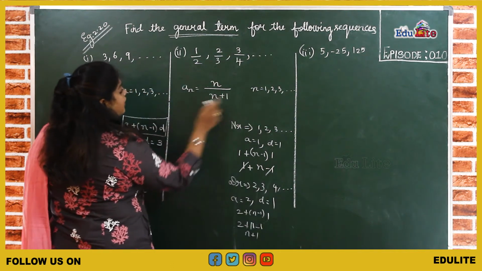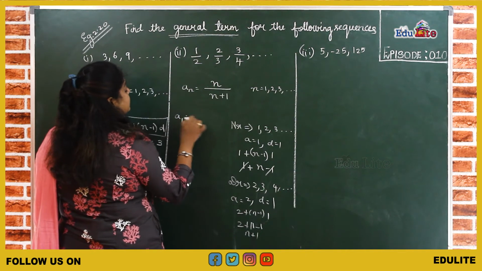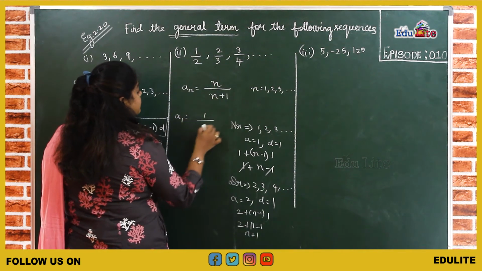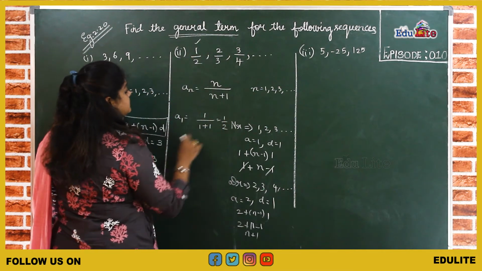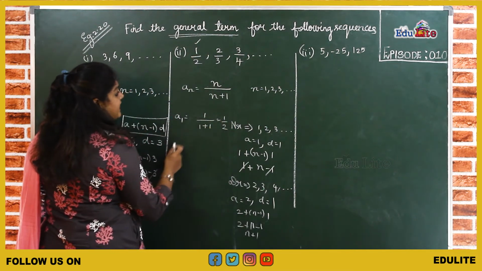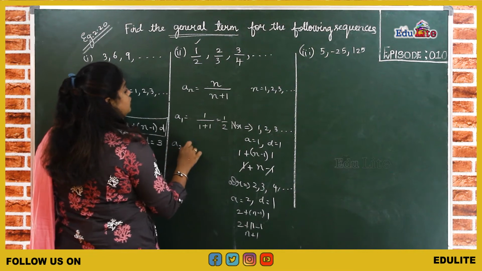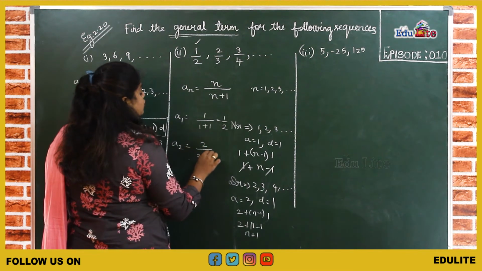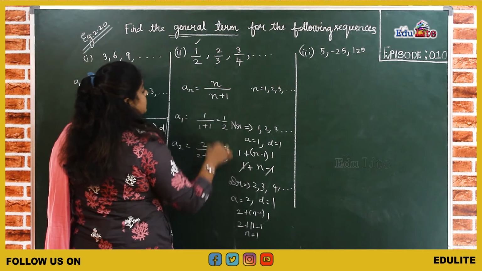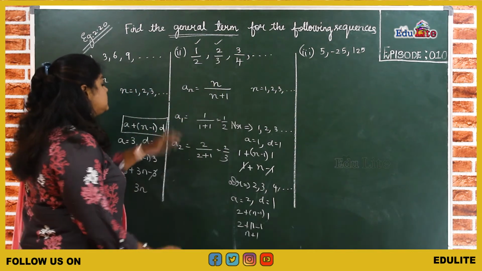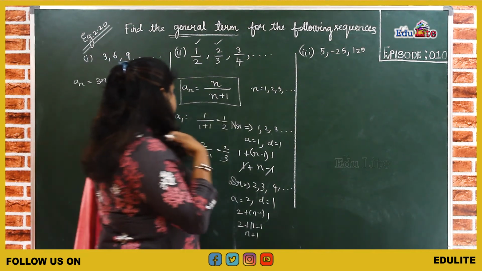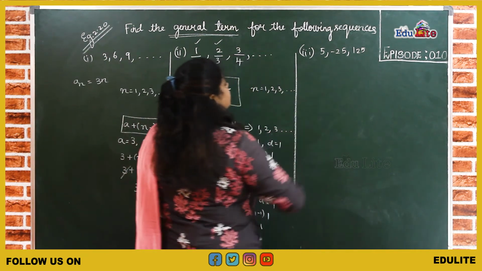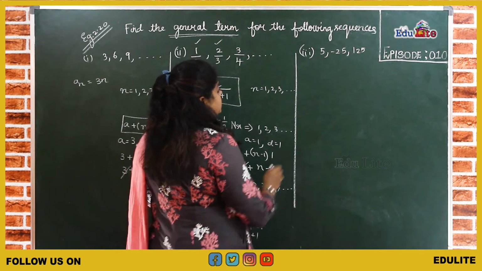If I take the value of n as 1, what will I get? a1 is equal to 1 by 1 plus 1, which is 1 by 2. We got the first term of the sequence. If I take the value of n as 2 and apply here, a2 equals 2 by 2 plus 1, 2 by 3. So 2 by 3 is the second term. So this is the general term for the above sequence given. Thus we have found it.